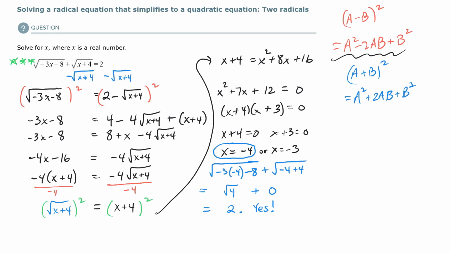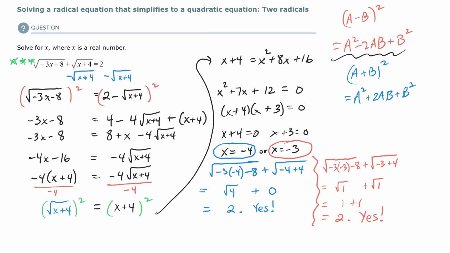Why don't we check the other one? We've got to check negative 3. Negative 3 times negative 3, subtract 8, plus negative 3 plus 4. And let's see what this is. This is 9 minus 8, so square root of 1, plus another square root of 1. In our case, 1 plus 1 does get us 2. And so this checks as well. Yes. And so we're going to circle this one.